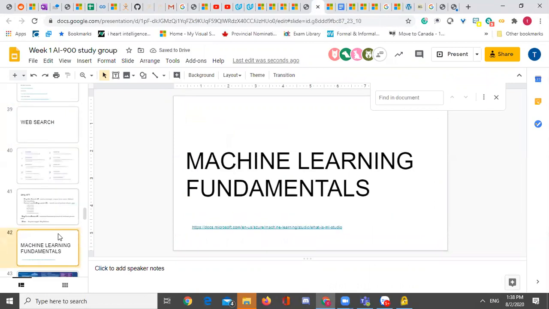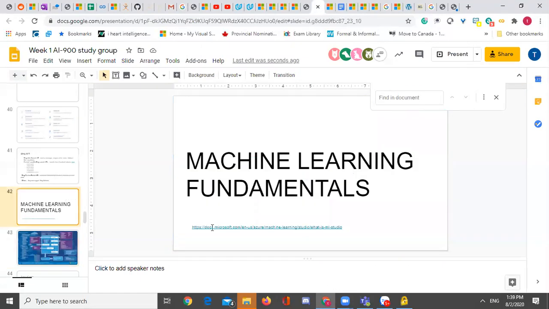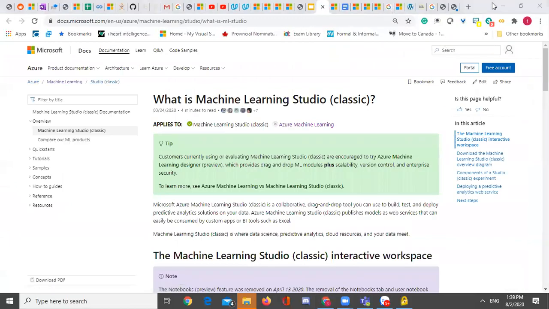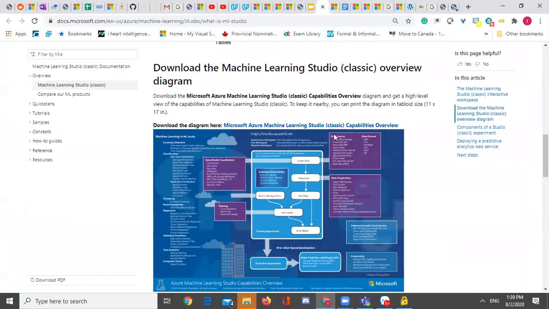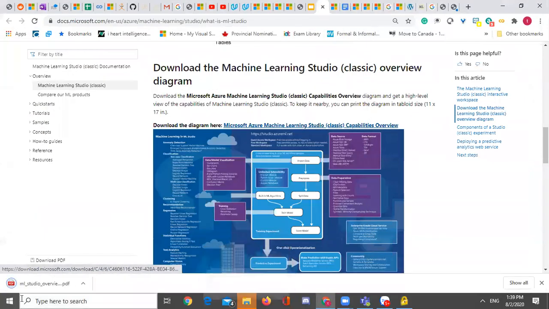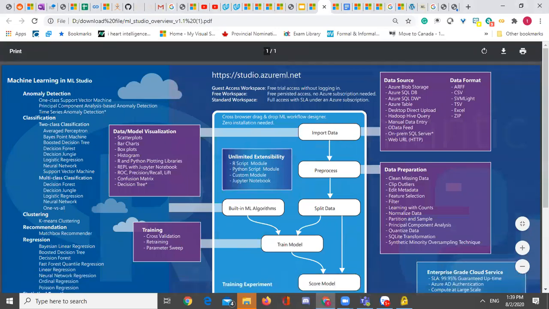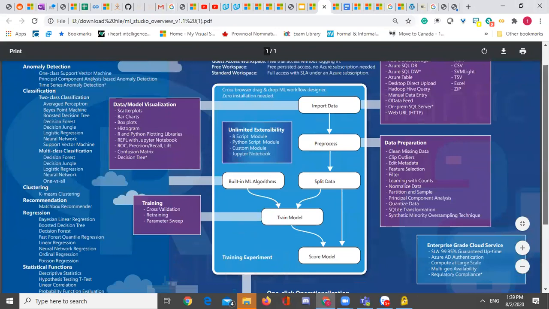Okay, so let's go to the core session of today, which is machine learning fundamentals and also Azure Machine Learning. First, I want to introduce you to this picture. The link is on the slide, and you can download it here. It's a very big picture, so that's why they let you download it.